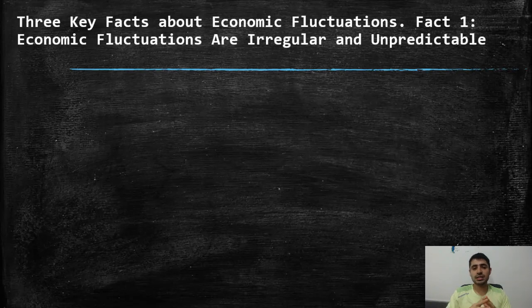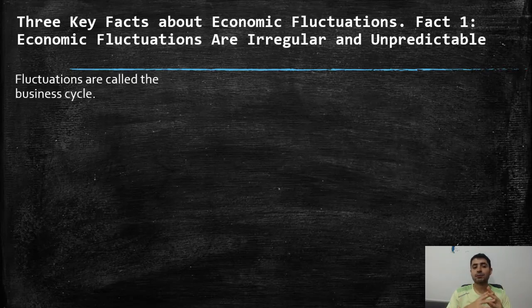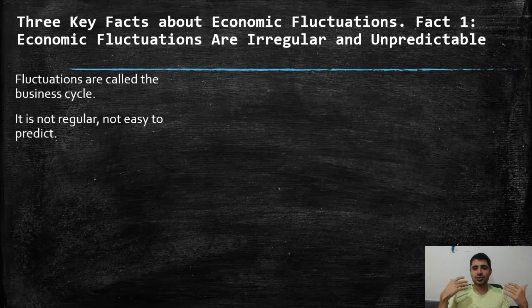The first thing is the three facts about economic fluctuations. Fact one is that economic fluctuations are irregular and unpredictable. For this reason we refer to this situation as the business cycle. It's not regular and it's not easy to predict. If someone says to you that this is the time to invest, this is the time to disinvest, maybe you can predict a kind of behavior, but 100% is impossible. Otherwise everybody would get rich, right?